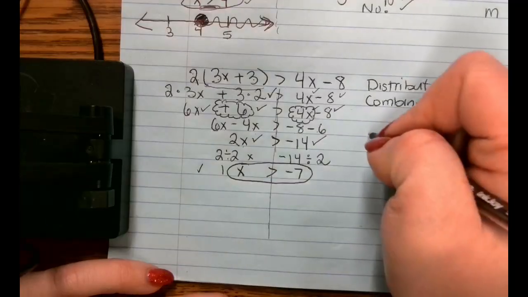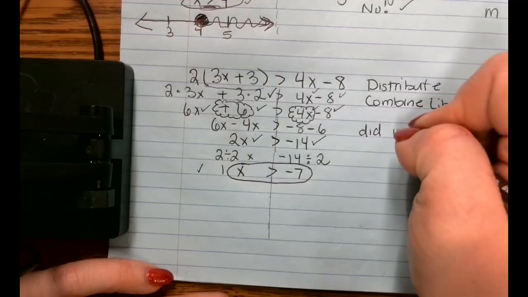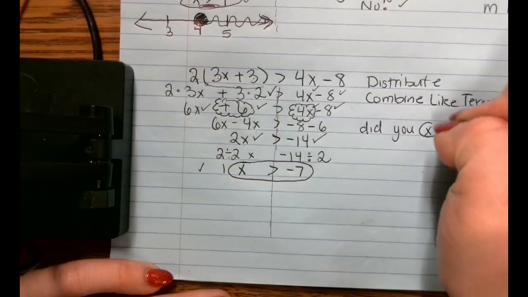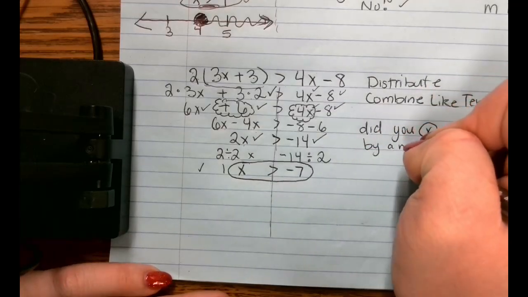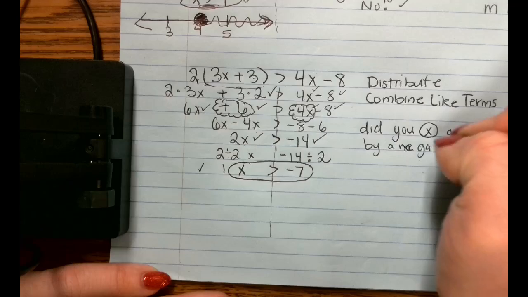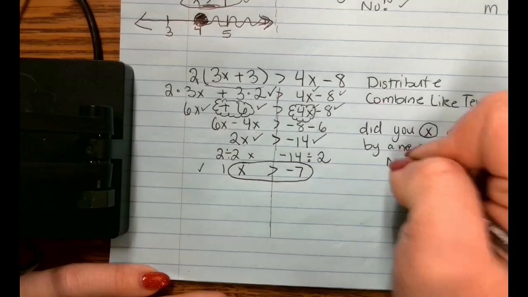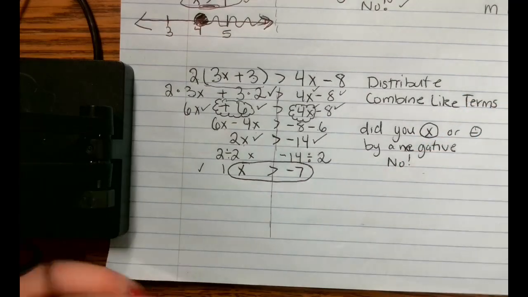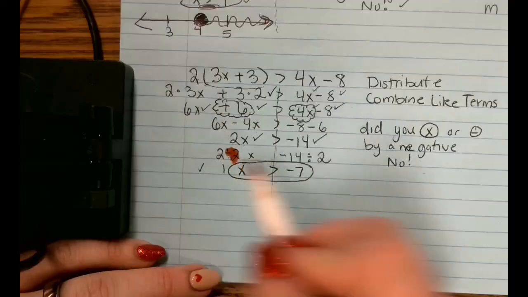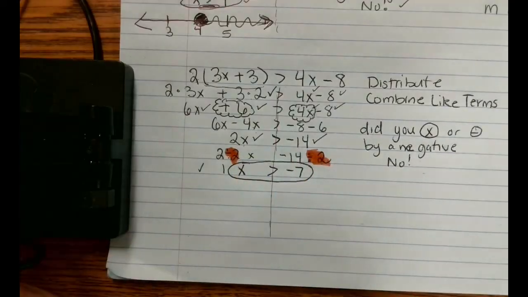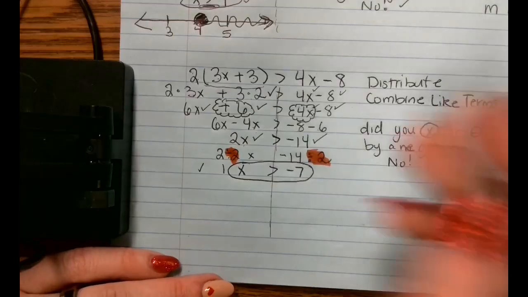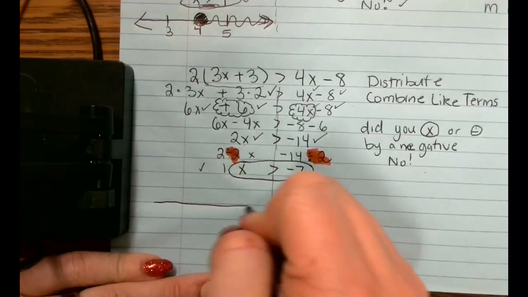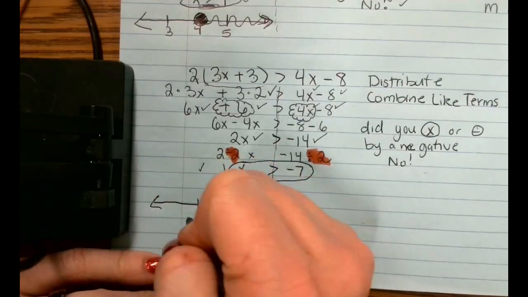Now I know you're thinking, but Miss Summit, you have that special rule. Did you multiply or divide by a negative? Technically, we did not. So the answer is no. And the reason the answer is no is because we divided by the 2. We didn't divide by the negative 14. So technically, we do not need to flip it.